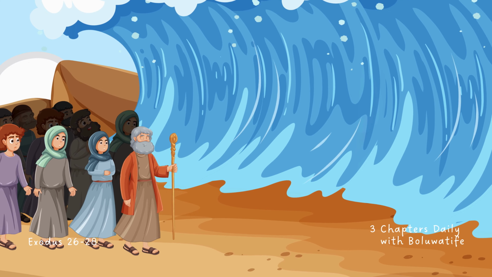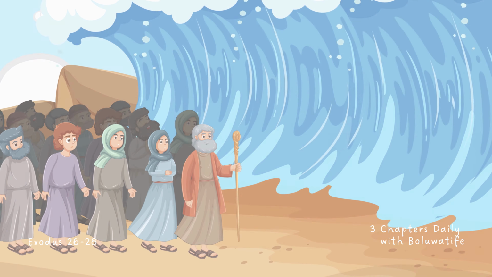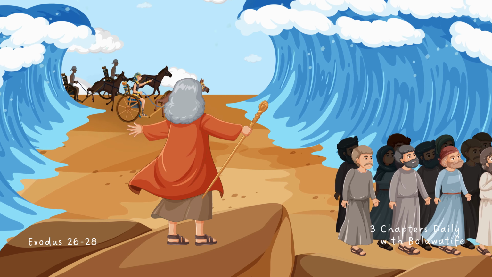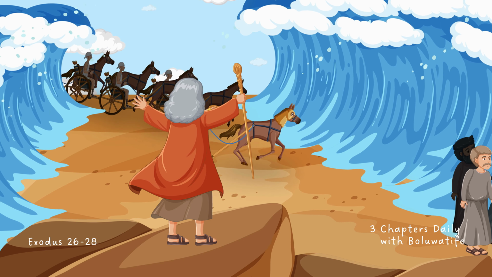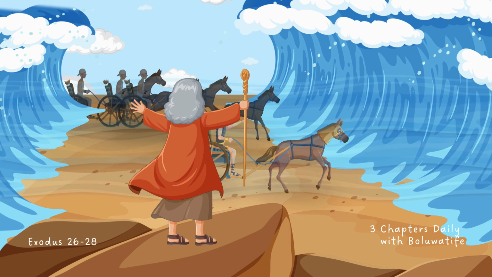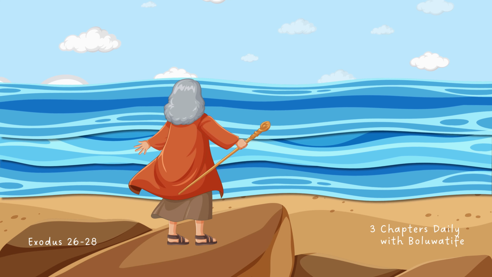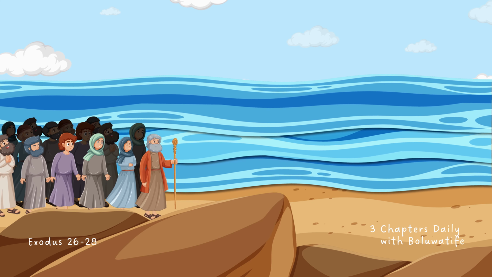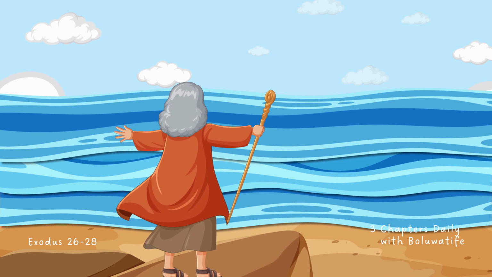And thou shalt make 50 taches of gold, and couple the curtains together with the taches, and it shall be one tabernacle. And thou shalt make curtains of goat's hair to be a covering upon the tabernacle. 11 curtains shalt thou make, and the length of one curtain shall be 30 cubits, and the breadth of one curtain 4 cubits, and the 11 curtains shall be all of one measure.